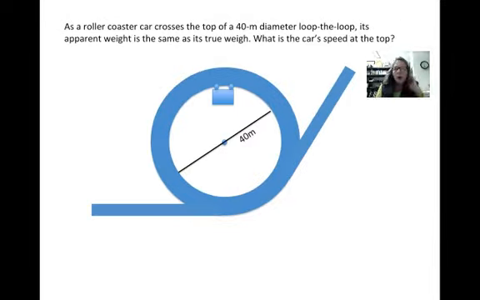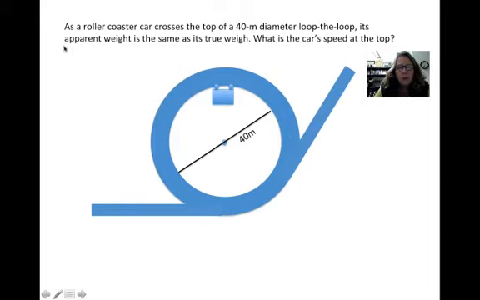Okay, the next problem is looking at a roller coaster going in a loop-de-loop that's 40 meters in diameter. The problem says the apparent weight at the top is equal to the true weight, so the weight mg is equal to the normal force. They want to know what the speed of the car is. So that's kind of important.